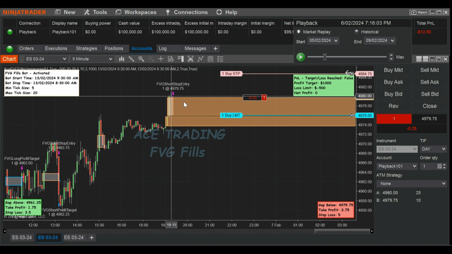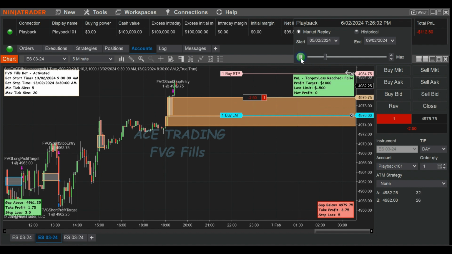What we're going to do is this bot is going to place some orders around the top of this wave, and you can see that the wave is at 4979.75. In this case I've got a 1-to-2 ratio, and sometimes I run a 1-to-1 ratio depending on the size of the wave. Okay, so let's see what happens here.